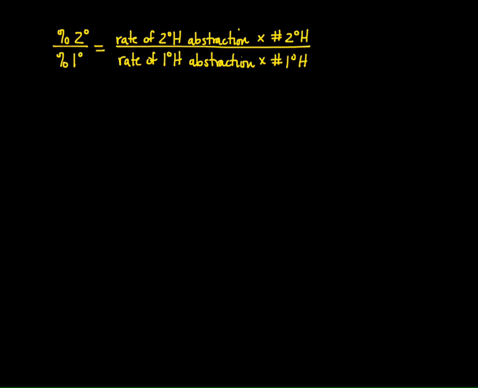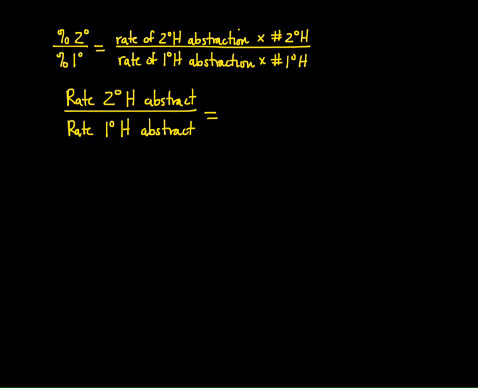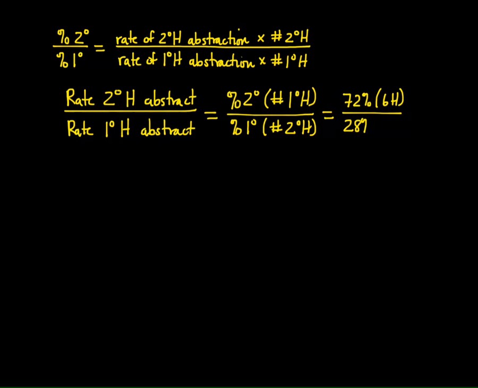Since I know the percentages, I can actually determine what the relative rates of secondary hydrogen abstraction to primary hydrogen abstraction are. And so I get that the rate of secondary hydrogen abstraction divided by the rate of primary hydrogen abstraction is simply equal to the percent of the secondary products times the number of primary hydrogens, divided by the percent of primary hydrogen products times the number of secondary hydrogens, right?